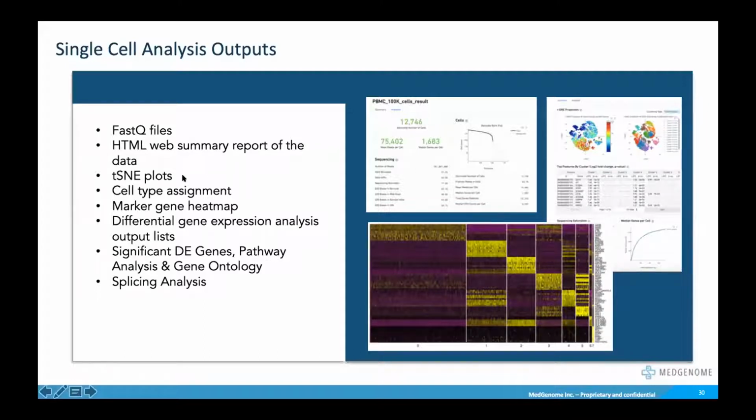We also provide advanced analyses such as customizable flexible t-SNE plots, UMAP plots. We do automated cell type assignment or even manual cell type assignment. And then we provide marker-based gene heat maps and differential gene expression analysis. We also do pathway analysis of the differentially expressed genes, and a detailed pathway enrichment analysis report is also provided along with this visualization. For bulk RNA-seq, we also provide splicing analysis that we're also looking at providing for single-cell data as well.